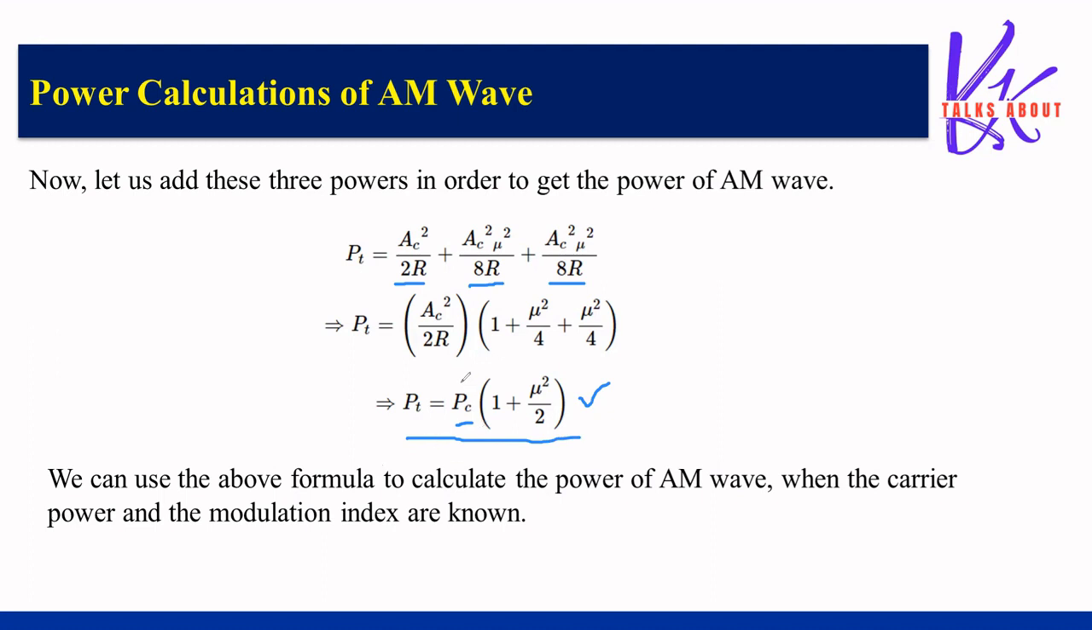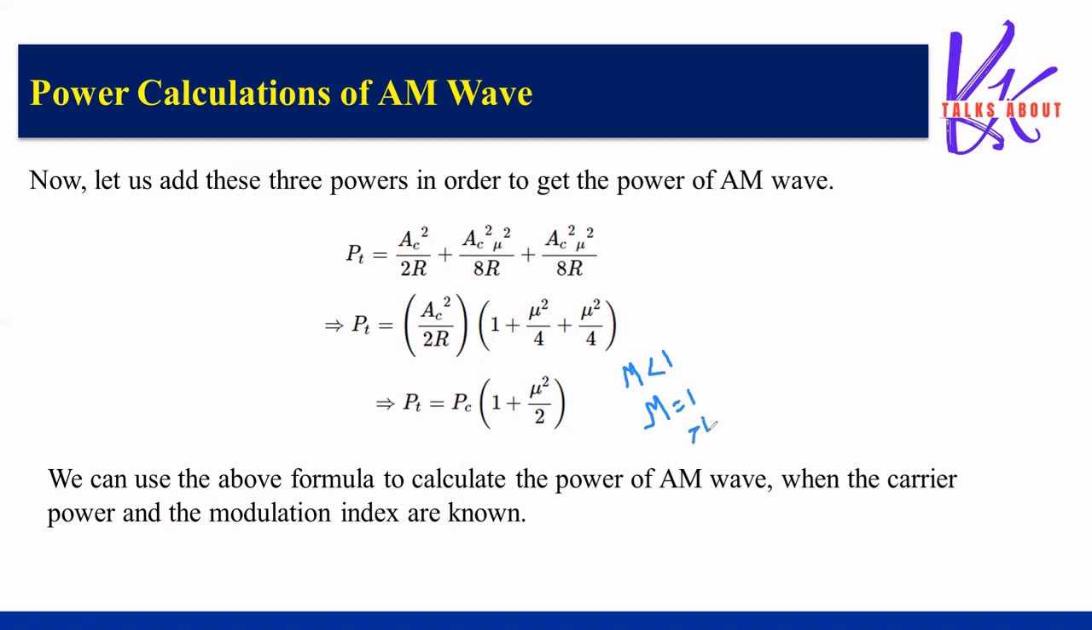So if you have your carrier power and if you have your modulation index, then we can calculate the total power which is utilized by your amplitude modulated wave. Now, let us see if the modulation index value is equal to 1. If the amplitude modulated wave has a modulation index less than 1, we have seen it is called undermodulated. So if it is equal to 1, we said it is exact modulated.